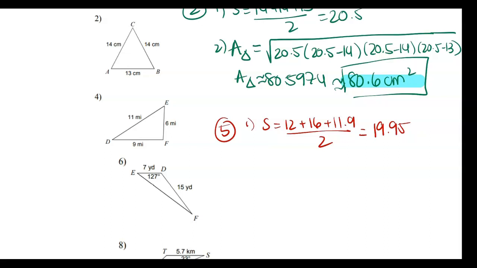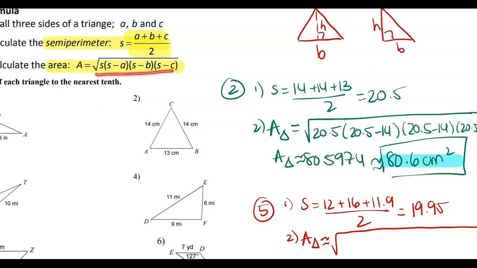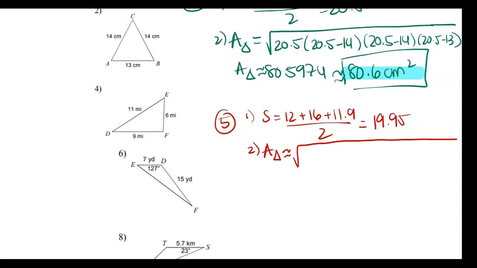So the second part of this is to actually find the area for that triangle. We're going to use the square root, and we're going to take all of the sides that we've previously labeled in the semi-perimeter and substitute them in. Remember, your area formula is going to be a little long, so give yourself some space, and make sure you put parentheses around everything that needs it. So we're going to put in 19.95 and subtract that from 12, subtract that from 16, and then 19.95 minus 11.9. Even though I didn't have space up here, that should be at the end of that piece.